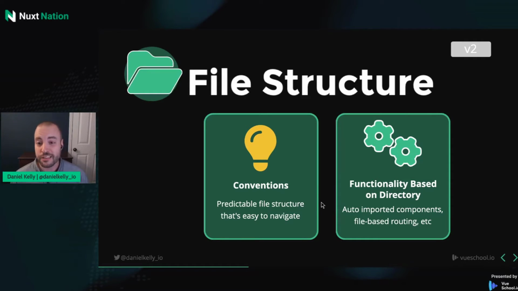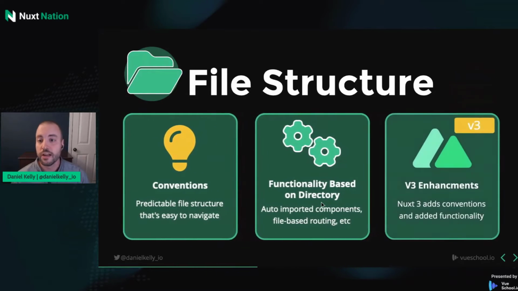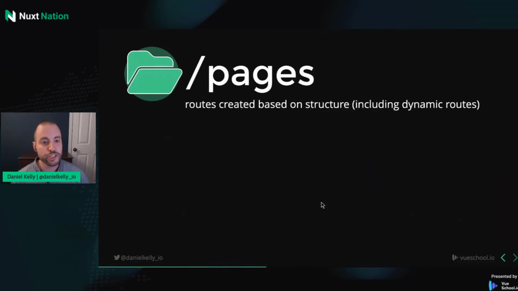But also because of the conventions, Nuxt is able to bake in some functionality based on the names of certain directories. Things like auto-imported components, file-based routing, and so on. So that all existed in Nuxt 2, but in Nuxt 3, we have some even further enhancements available. So let's take a look at those enhancements now and some of the changes that go along with these different directories.